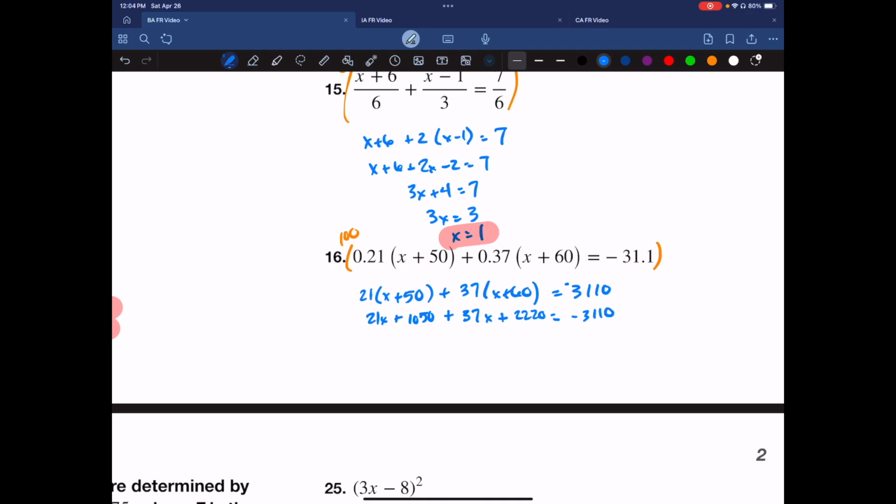All right, 21 and 37 is going to be 58. 1050 plus 2220 is going to be 3270 equals negative 3110. We'll subtract 3270 from both sides, so 58x equals negative 6380. All right, and then that's going to give you x equals negative 110 when you divide by 58.